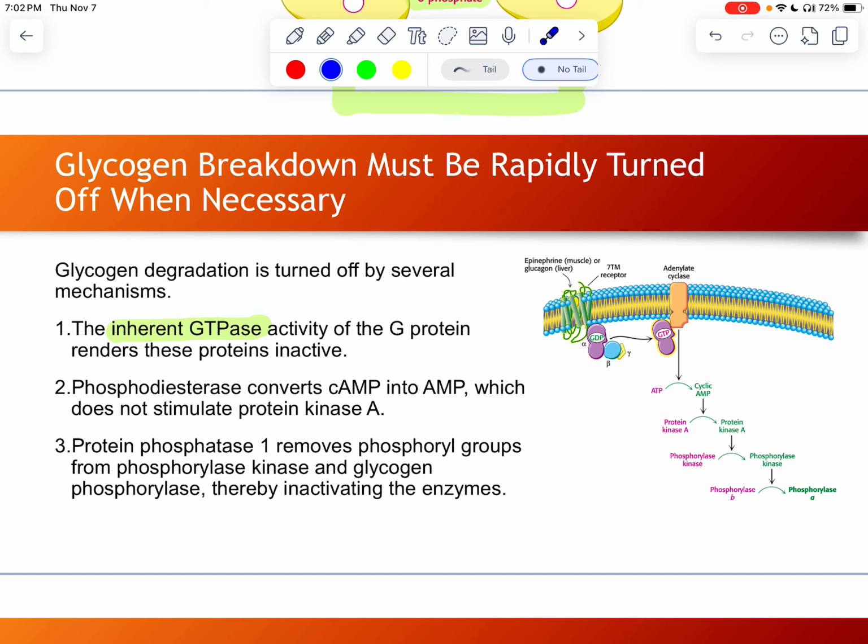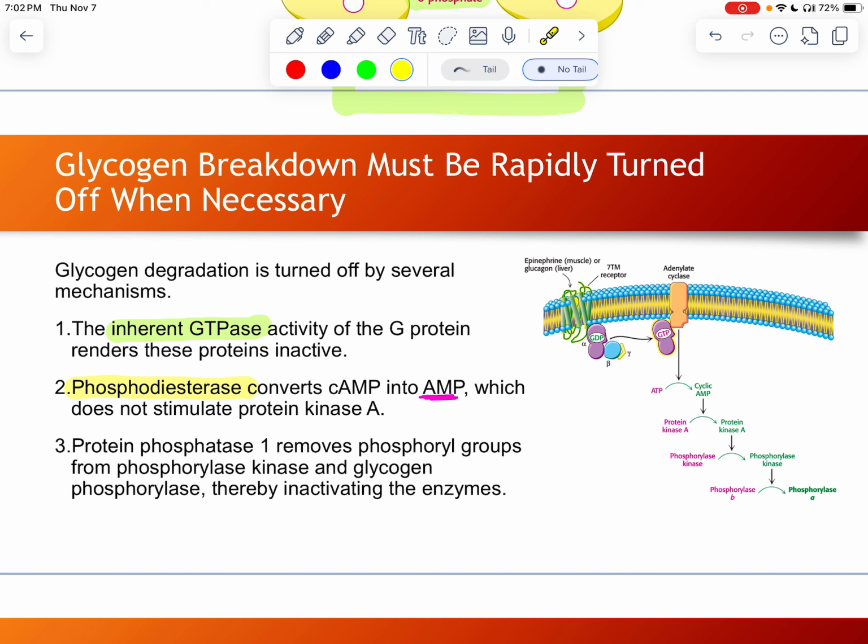We also see that we have a phosphodiesterase, which converts this AMP. Let's change color here. Converts this AMP back to the ATP, right? Or I'm sorry, it does not convert it back. It converts the cyclic AMP into AMP, and that does not stimulate the protein kinase A. So at that point, we've cut off the rest of this.